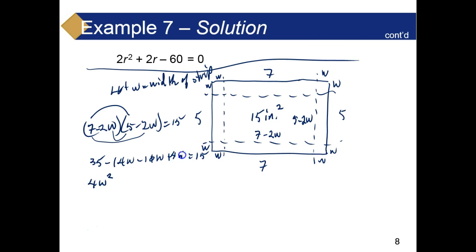Okay, 4W squared minus 24W plus 35 equals 15. Now what? Subtract 15 from both sides. 4W squared minus 24W plus 20 equals 0. That's what we want.